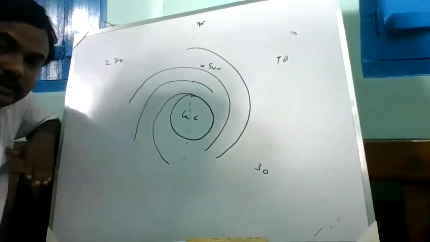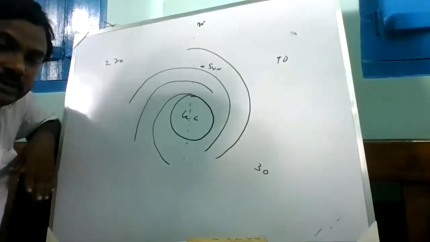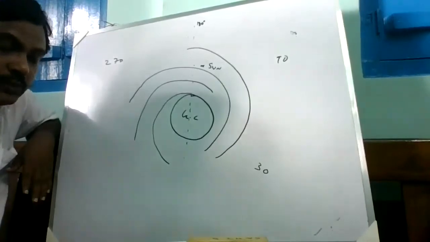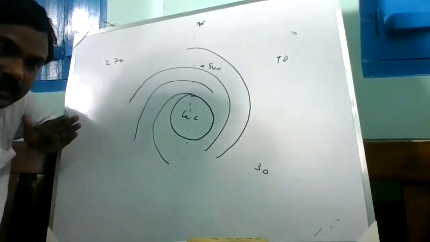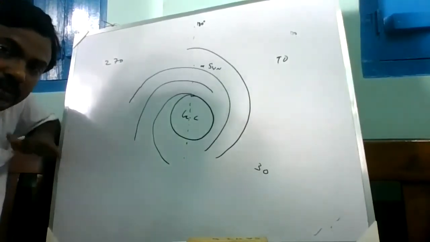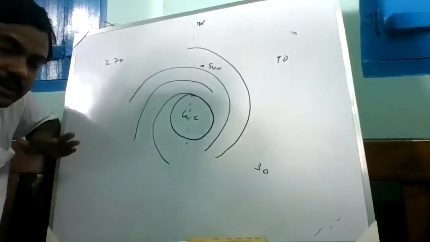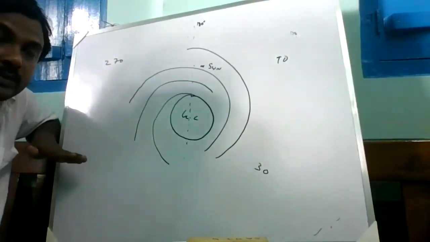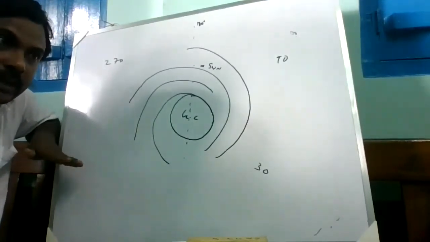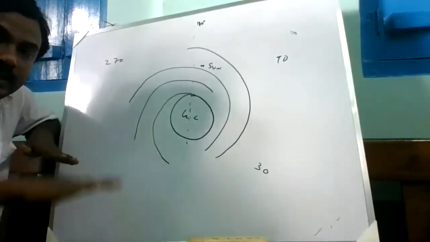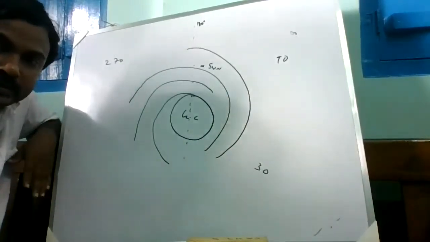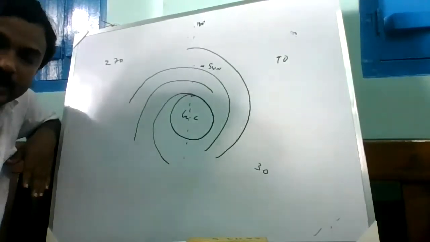There is a wave-like variation of density in the galactic disk. The density of the galactic disk has a periodic variation, means wave-like variation. Somewhere the density is greater, somewhere the density is less, and there is a pattern: greater, less, and this wave-like variation in the density.